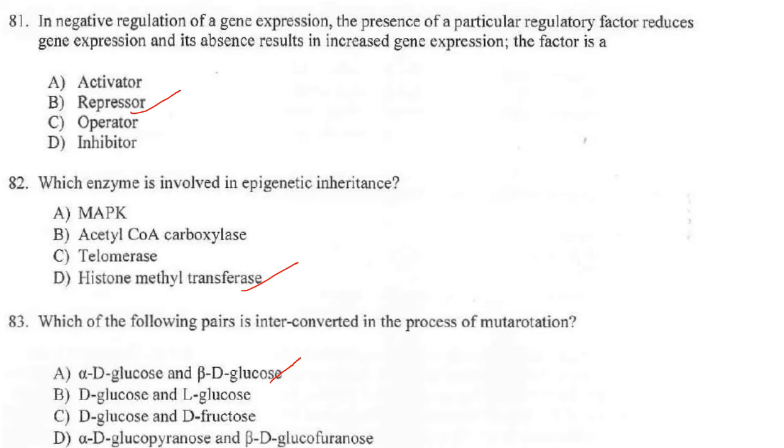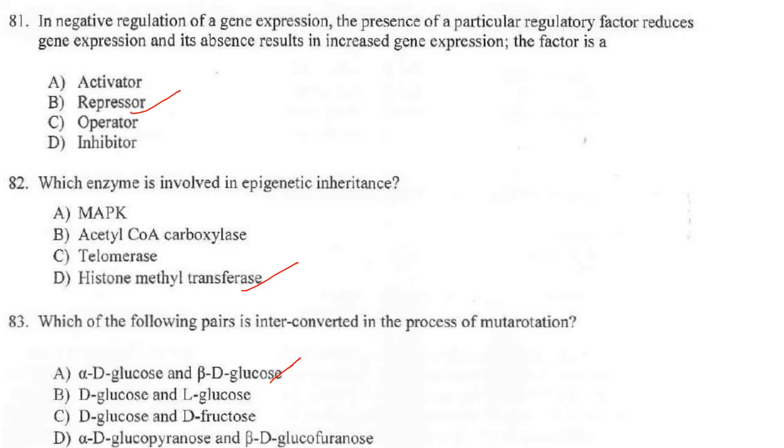Then its absence results in increased gene expression. Now when the repressor is not present, or when the repressor is bound to lactose, the repressor is not able to bind to the operator. So RNA polymerase will be able to bind to the promoter and will result in transcription and translation of lactose metabolizing genes. So the answer is option B, that is repressor.